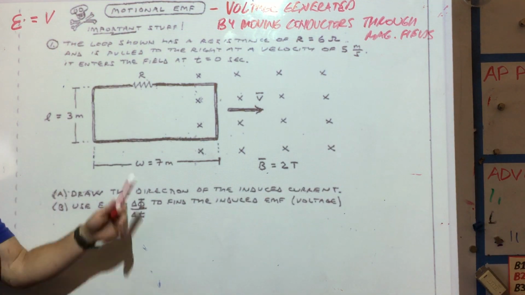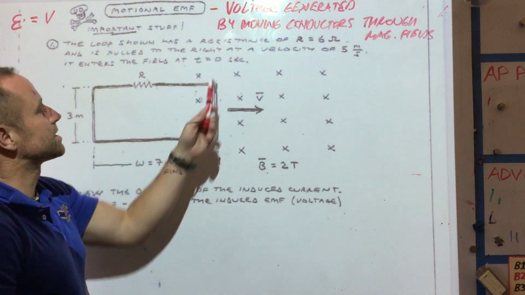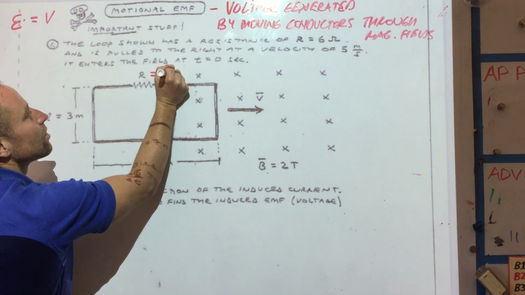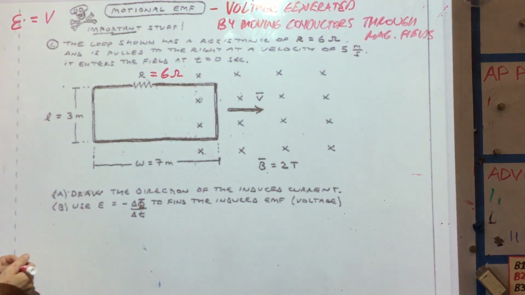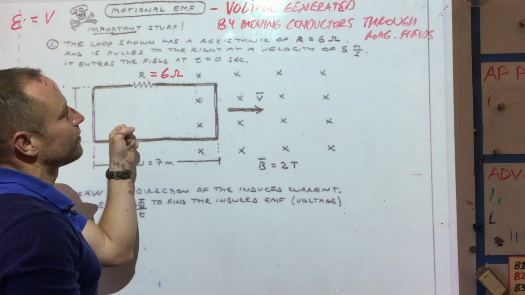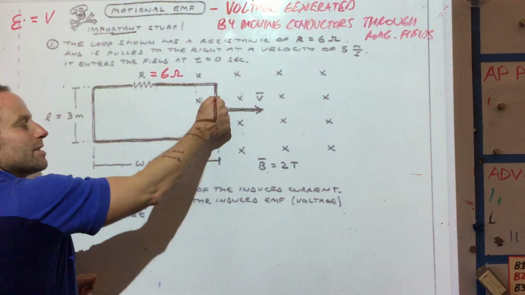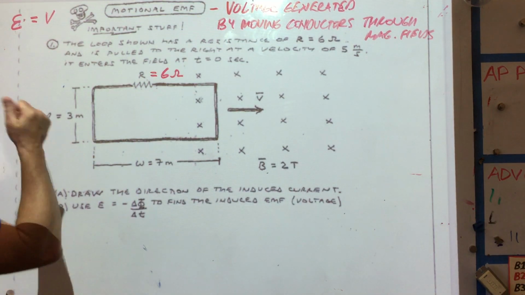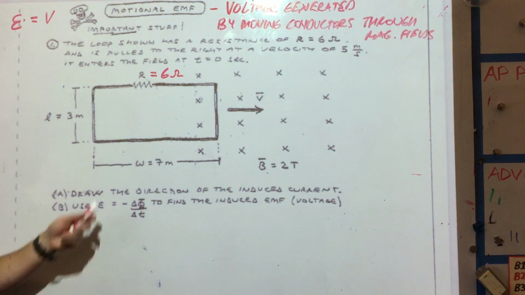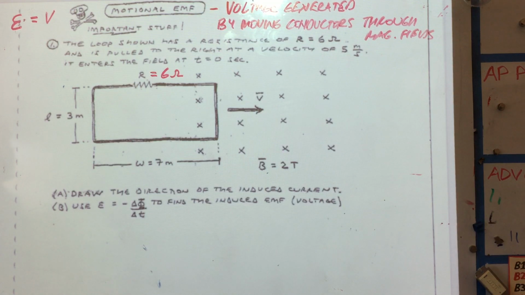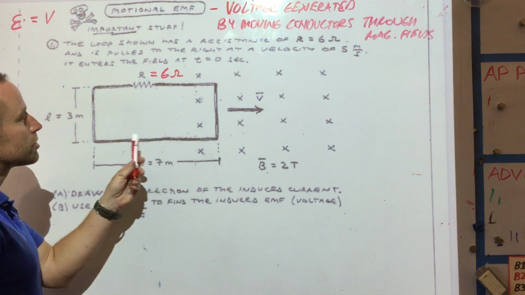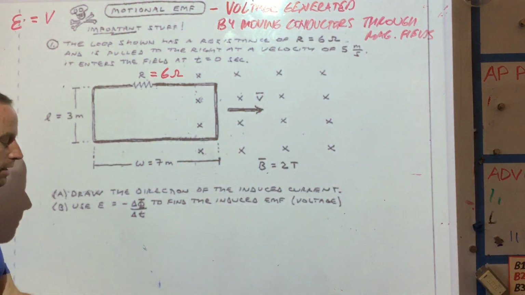So here we go. It says the loop shown has a resistance of 6 ohms, okay? So this thing's going to be a big 6 ohm resistor. And we're pulling it to the right with a certain velocity. It says 5 meters per second. So somebody's just yanking this thing into a field. And it enters the field, and right when it enters the field, we're going to start our stopwatch, okay? And so the first thing it says is to draw the direction of the induced current as you pull this thing into the field. Okay.